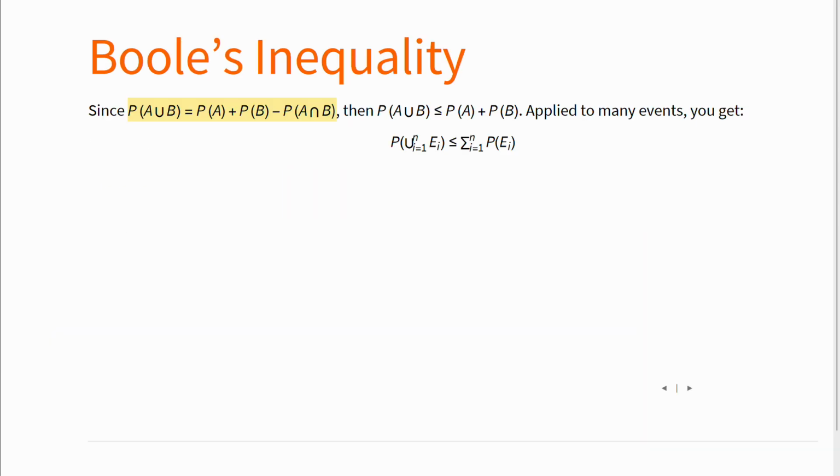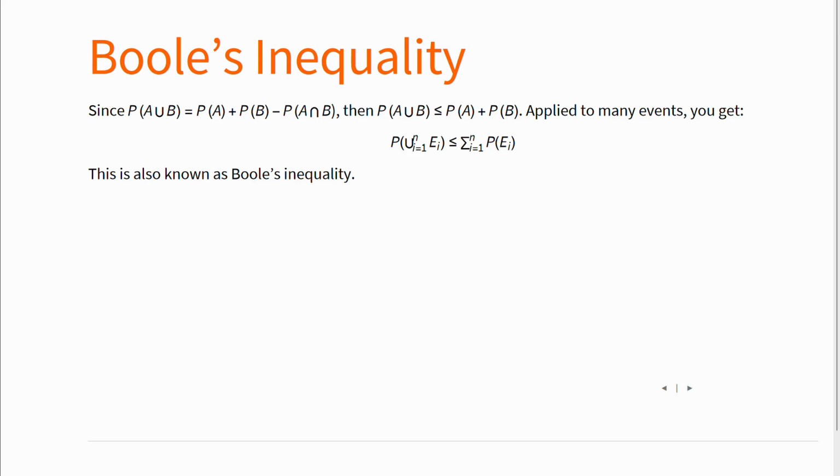Since the probability of A union B is the probability of A plus the probability of B minus something that is non-negative, then the probability of A union B is less than or equal to the probability of A plus the probability of B. We can then create a similar formula as axiom 3, but less precise due to the inequality. This is Boole's inequality. It means that for general events, the probability of union is less than or equal to the sum of each event probability.